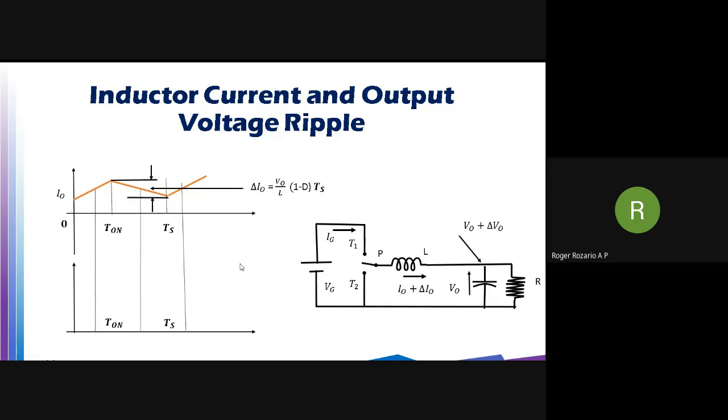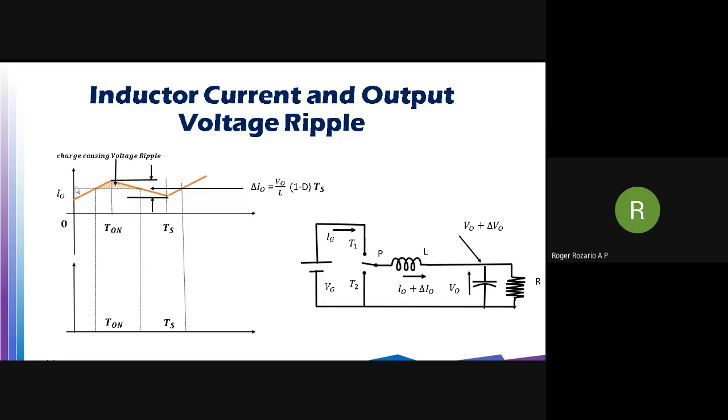And this ripple in the output voltage is because of the charge that is present in the shaded region. This is the charge that is causing the voltage drop in the capacitor. So this inductor current you can divide into two components.